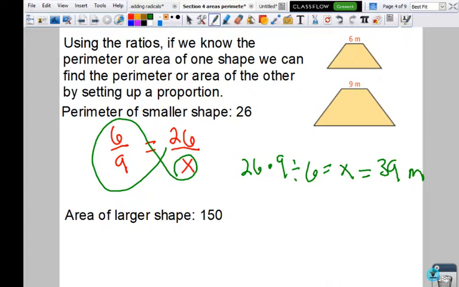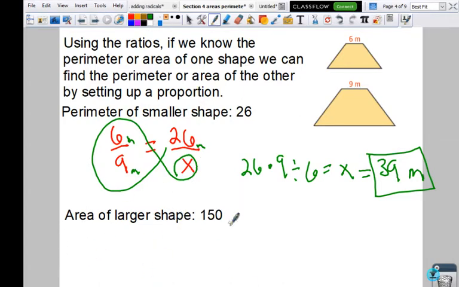But you didn't put M on the 6 or the 9 or the 26. Yeah, just my final answer needs it. Like I could put it here, go meters, meters, meters, but since I'm just doing the work right here, I don't need it. But my final answer needs it. Okay. Do you have to put square? No, because it's perimeter. Area needs squared, so we're actually going to do that next.